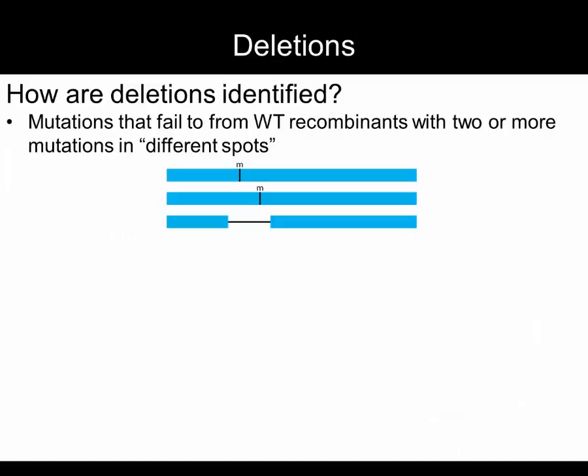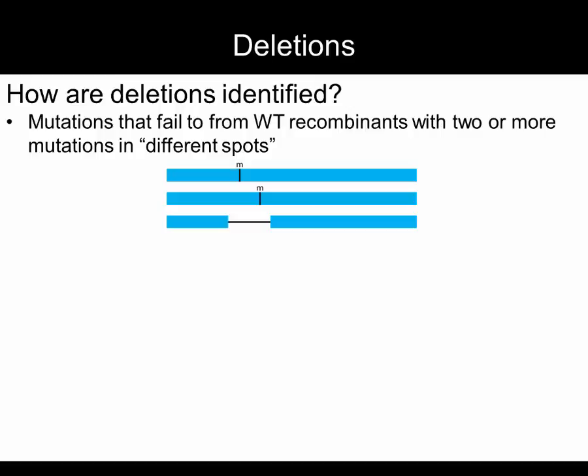I want to clarify what I said a moment ago about recombination and overlapping mutations. Normally we've been depicting our mutations as point mutations, which alter just a single base. But recall that there are also deletions, where several bases are removed at once. In recombination assays, deletions can be identified as mutations that fail to form wild-type recombinants with two or more mutants that do recombine with each other.